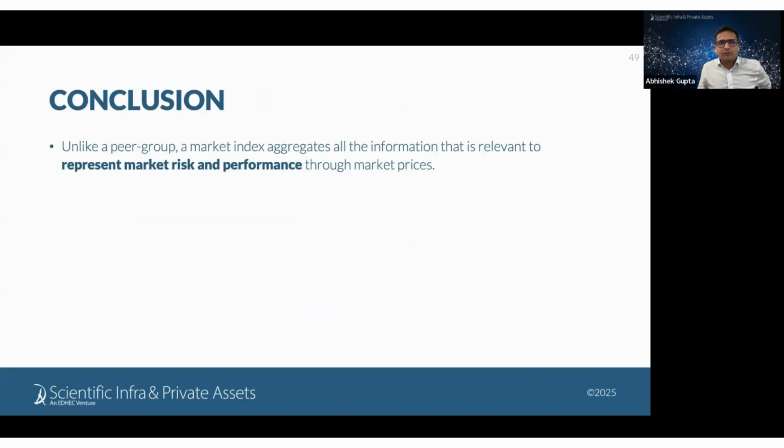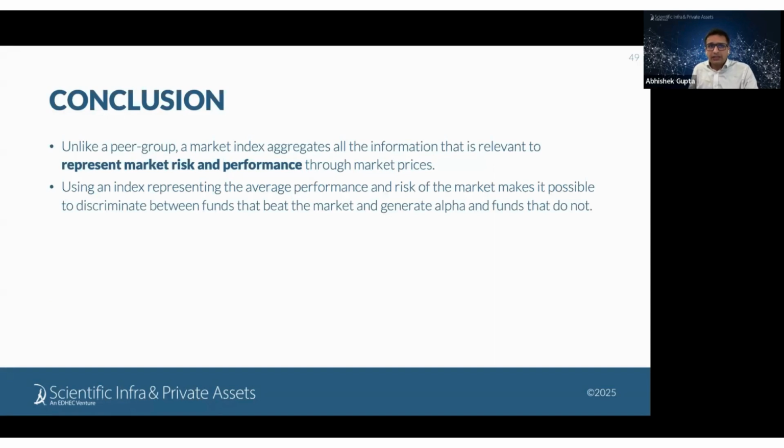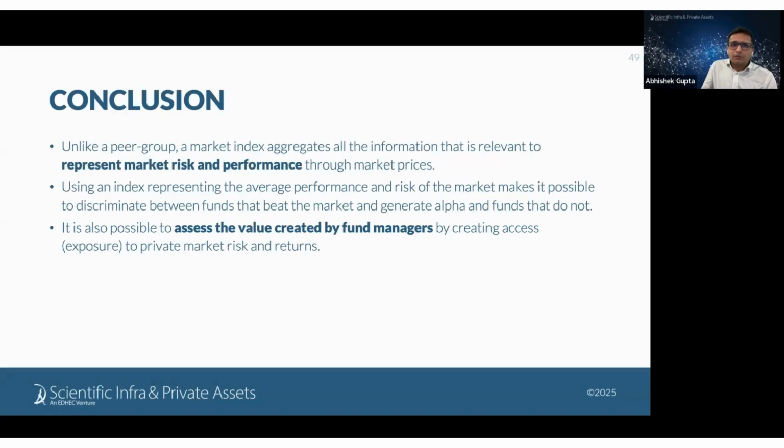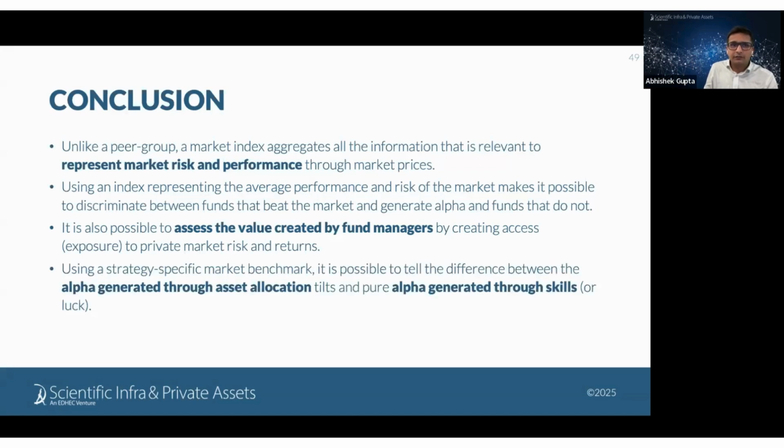So some concluding remarks before I move on to ranking. First, unlike a peer group, a market index aggregates all the information that is relevant to assess risk and performance of a fund and of the market. Using an index like that, we can discriminate between funds: which funds actually beat the market and generate alpha, and which funds do not. It's also possible to assess the value that a fund manager creates. So we can assess how much of the return a fund manager has generated by taking on market risk versus adding value through generating alpha in that fund.